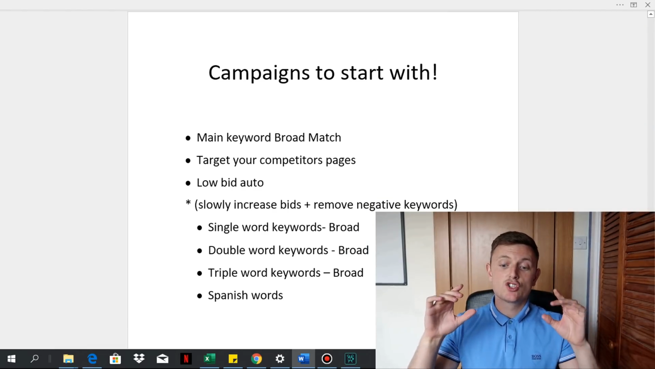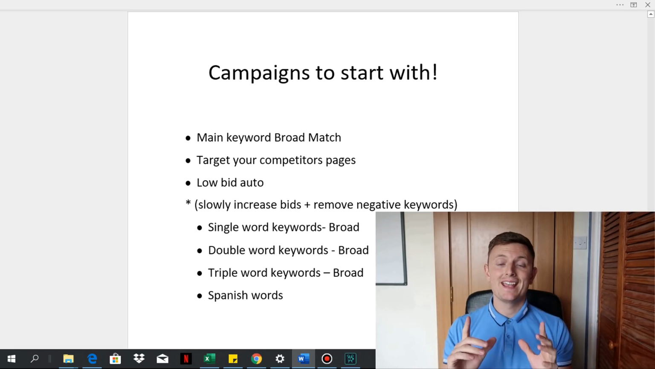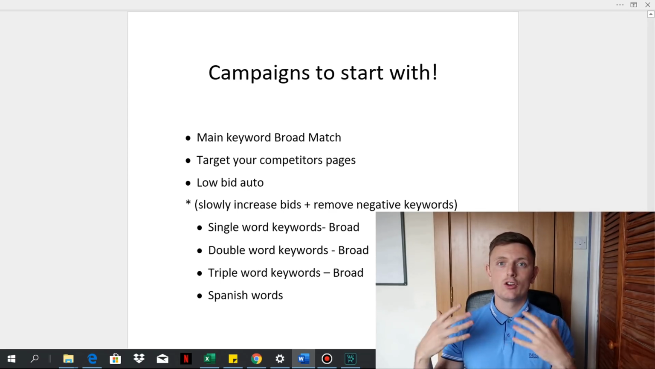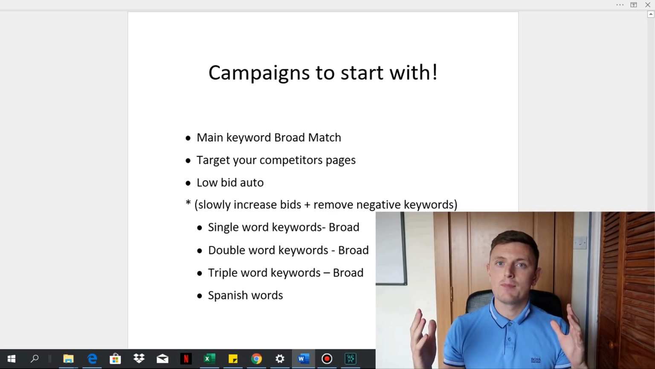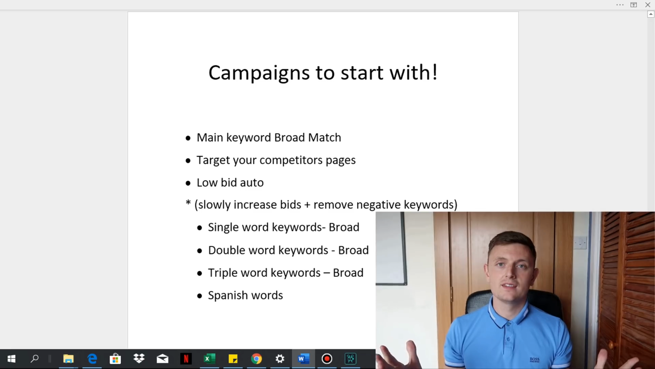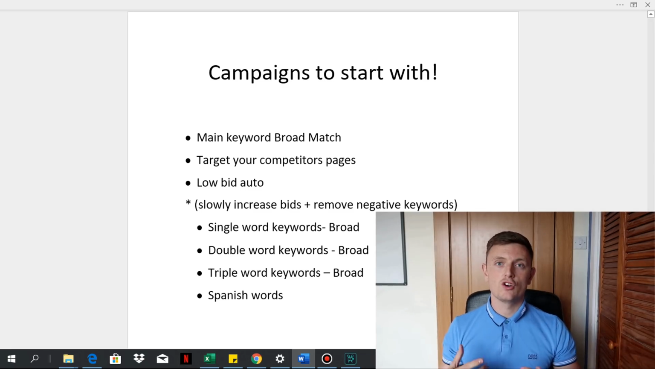So as you can see, I wrote slowly increase bids plus remove the negative keywords. The way I like to start all my campaigns is with a high budget and a low enough bid, a low bid or around the suggested bid. The reason for this is that if you start your campaign with, say, a bid of 40 cents, usually for my products I wouldn't even get any impressions. They won't even spend any money. So you slowly start to increase your bids, and when you find that sweet spot, let it run and then start removing your negative keywords.